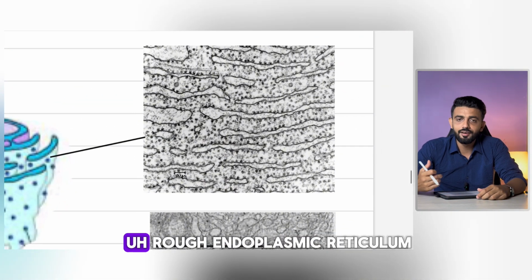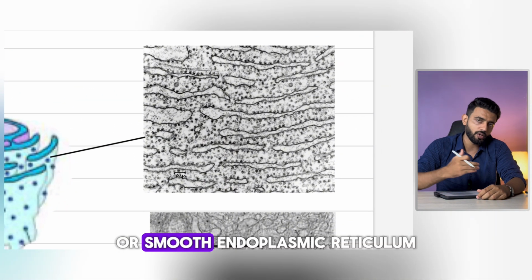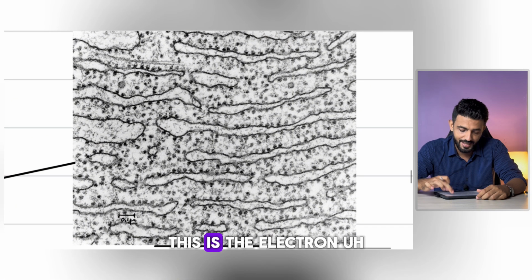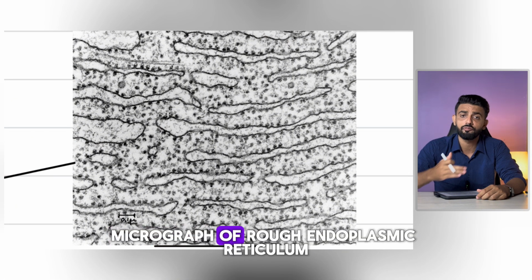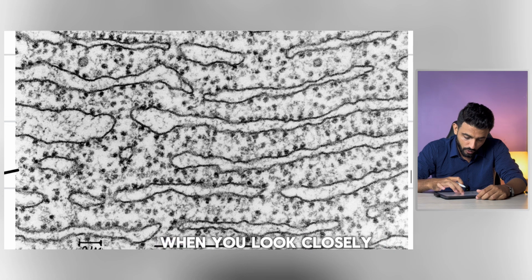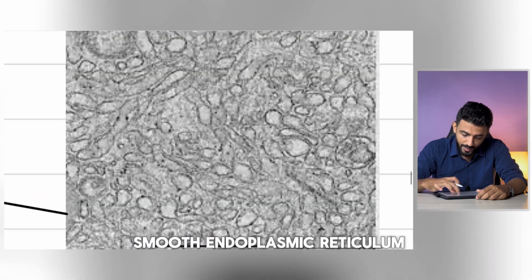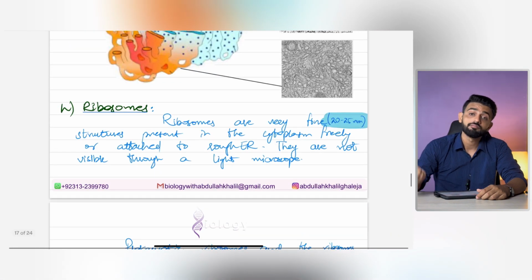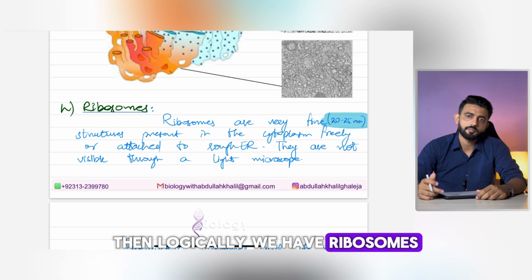When you look at rough endoplasmic reticulum or smooth endoplasmic reticulum under the electron microscope, this is how they will appear. This is the electron micrograph of rough endoplasmic reticulum. You can see ribosomes attached to the surface when you look closely. And this is a smooth endoplasmic reticulum. There are no ribosomes, entirely different functions. Then logically we have ribosomes.